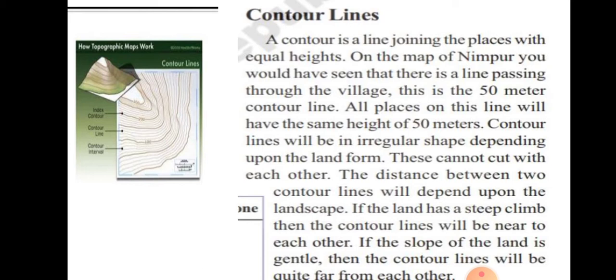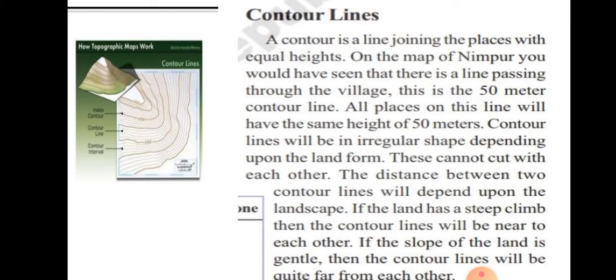On the map of Nimpur, you would have seen that there is a line passing through the village. This is the 50 meters contour line. All the places on this line will have the same height of 50 meters. Contour lines will be in irregular shape depending upon the landform. Contour lines cannot cut each other. They always depend upon the landforms of the earth's surface.